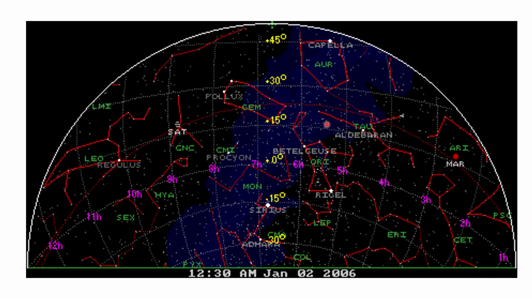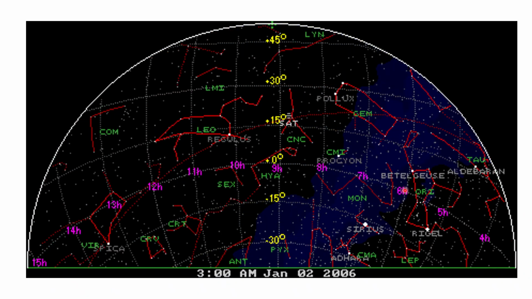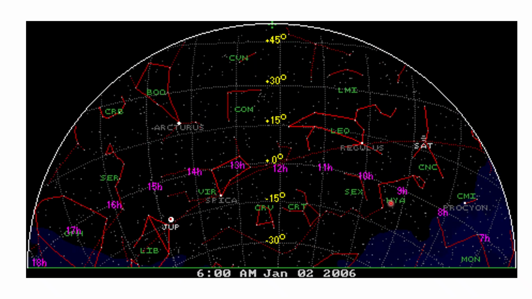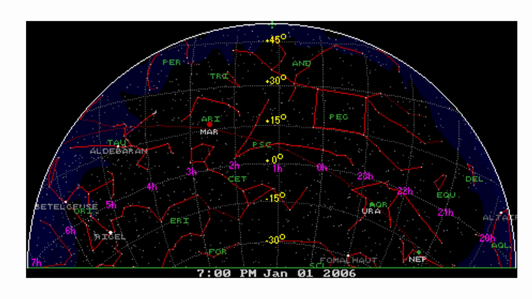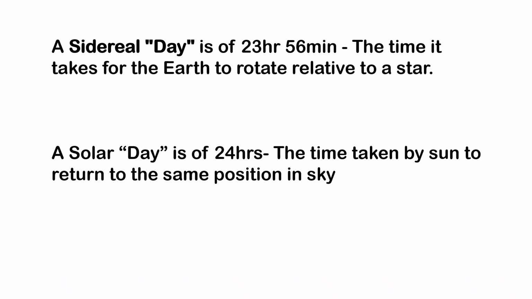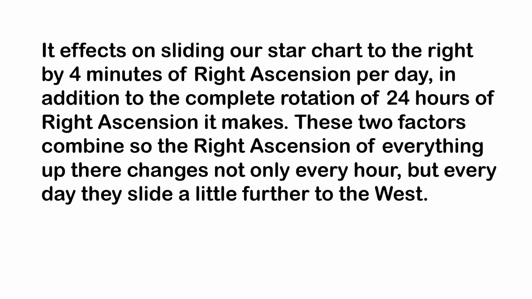Here you can see the position of the right ascension is changing throughout the day, but the declination remains the same. Sidereal day and solar day. A sidereal day is the time it takes for the Earth to rotate relative to a star. It is 23 hours 56 minutes. And a solar day is 24 hours, that is the time taken by the sun to return to the same position in the sky. So a sidereal day is always 4 minutes shorter than the solar day.